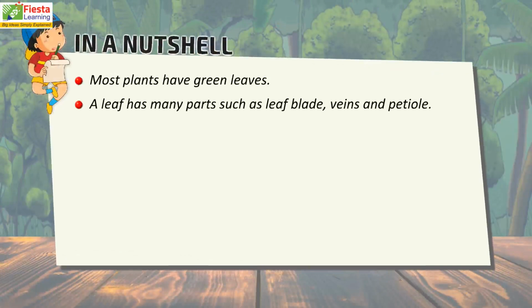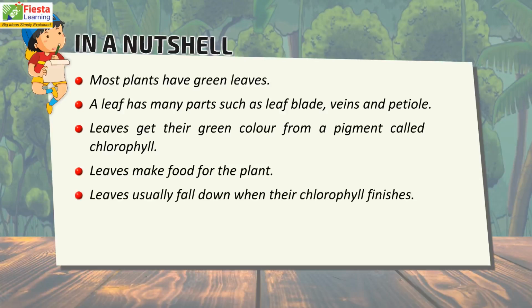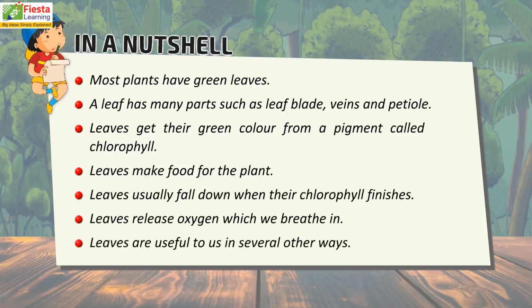In a nutshell, most plants have green leaves. A leaf has many parts such as leaflet, veins, and petals. Leaves get their green color from a pigment called chlorophyll. Leaves make food for the plant. Leaves usually fall down when their chlorophyll finishes. Leaves release oxygen which we breathe in. Leaves are useful to us in several other ways.